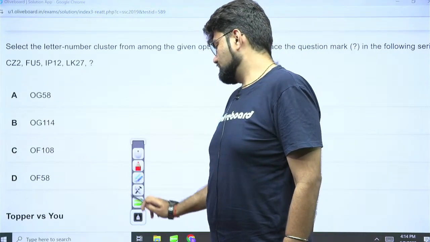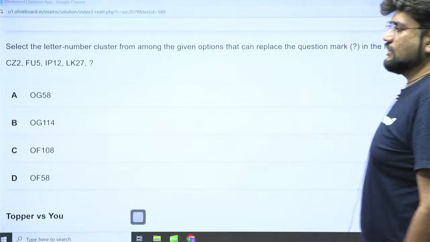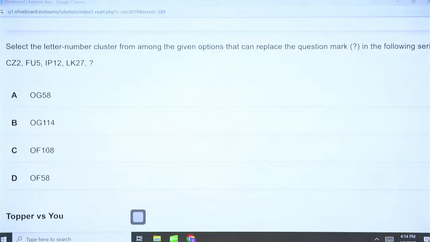Observe the options. The options will give you O as the first letter already. So, don't even bother checking that. Check for the second letter immediately.